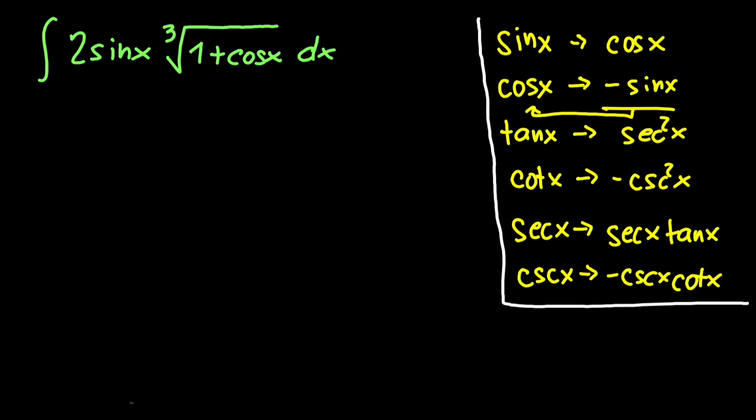Next up would be the integral of 2 sine x multiplied by the cube root of 1 plus cosine x dx. So, first up, you can see here that x here is the same as this. So, no need to use u substitution. But a couple of use, including this one, would be to substitute a part of it.